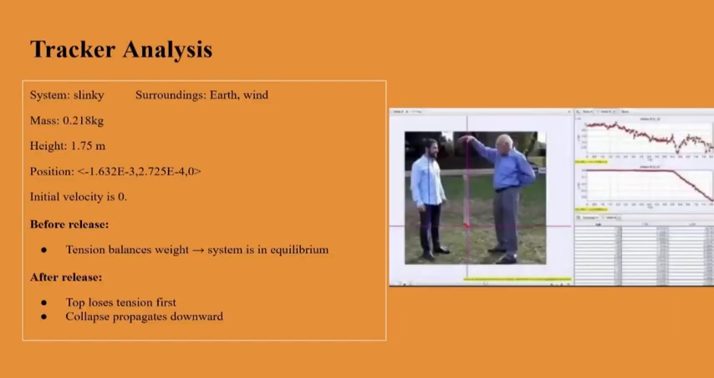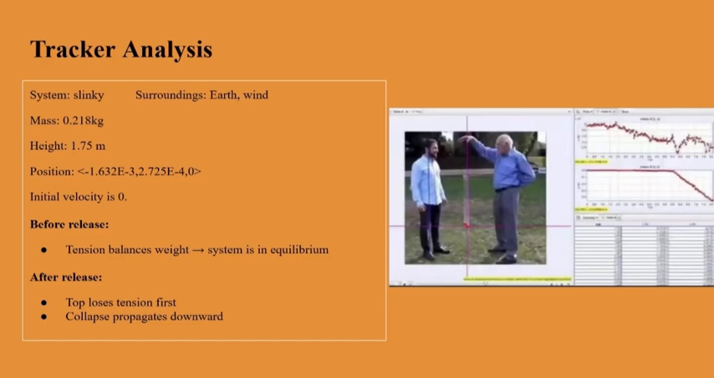So for the Tracker analysis, we had the system as the slinky and the surroundings as Earth and wind. The mass was 0.21 kilograms and started at a height of 1.75 meters. The initial position in the x direction was negative 1.632 times 10 to the negative 3. In the y direction, it was 2.725 times 10 to the negative 4, and in the z direction, 0. The initial velocity was also 0.